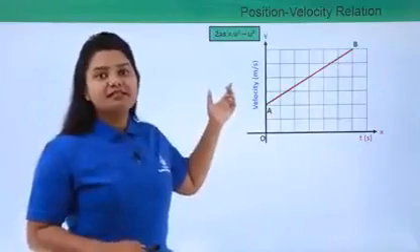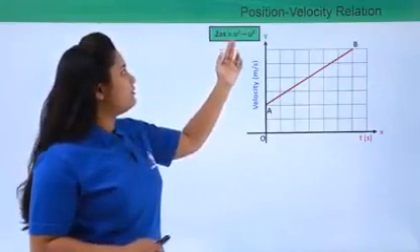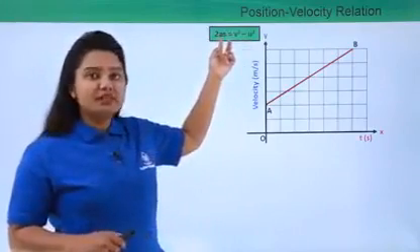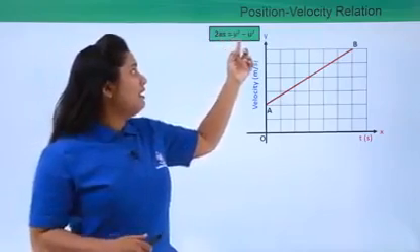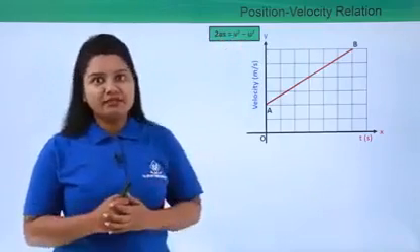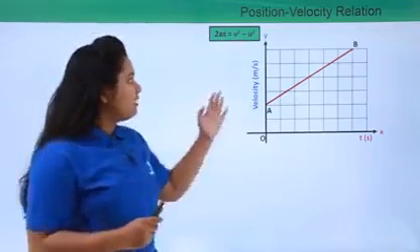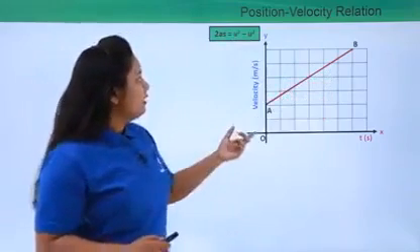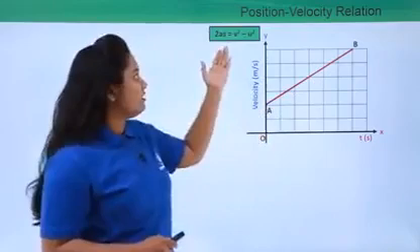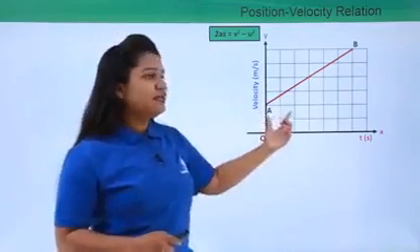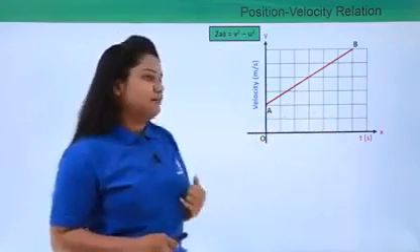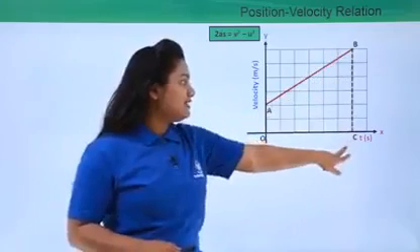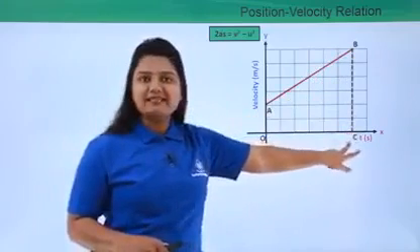We already know the third equation of motion, that is 2AS equals V squared minus U squared, where A is the acceleration of the body, S is the displacement, and V and U are the final and initial velocities of the body respectively. So here I have a velocity-time graph which is AB. In order to derive this expression, we will be finding the displacement of the body from point A to point B. For that, we will draw a perpendicular from point B towards the x-axis, and the point where it touches the x-axis, let it be C.